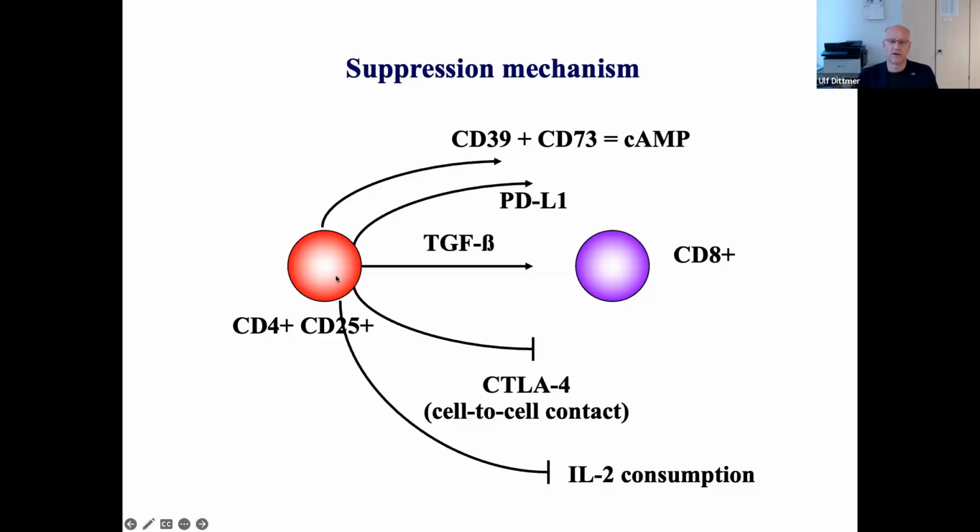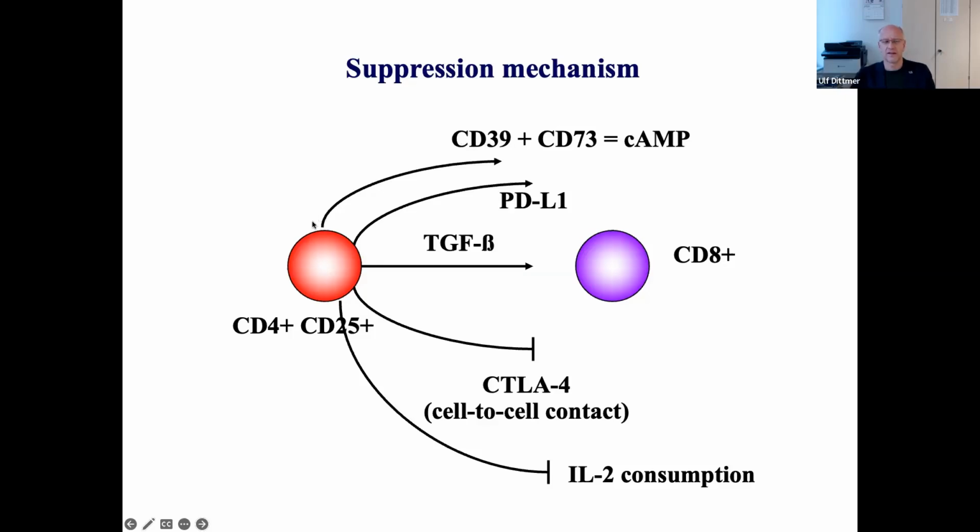I told you they have a lot of CD25, so the high affinity IL-2 receptor. And if IL-2 is in the area, they consume all IL-2. But effector T cells also need IL-2 for their development. So when the Tregs take all the IL-2 away, there's nothing left for the effector cells, and they can't really produce their function then.